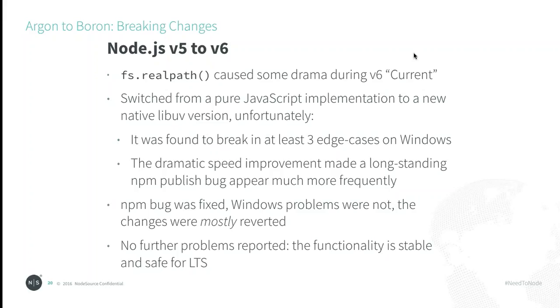What that speed up did is made a long-standing npm publish bug appear much more frequently. So this bug has existed for over 2 years. Shows up occasionally, people report it, you know, my publish didn't work. I've experienced it a couple of times, but you can't repeat it. Suddenly it was happening much more often, and people started saying don't use version 6 to npm publish.